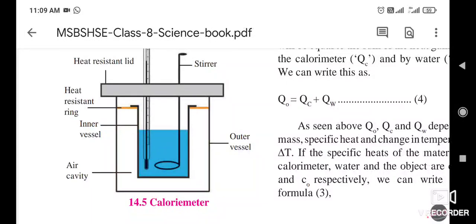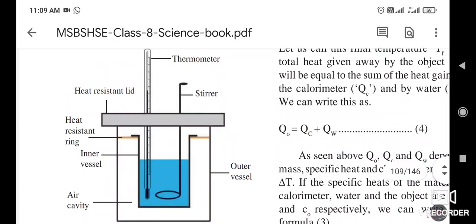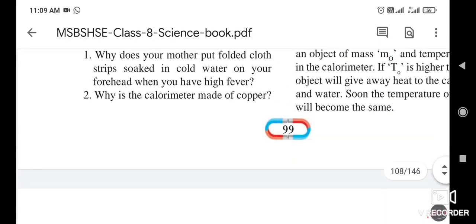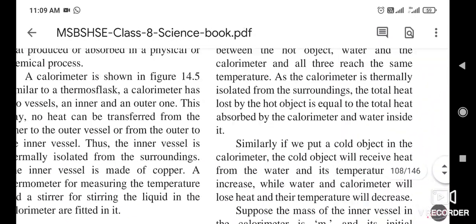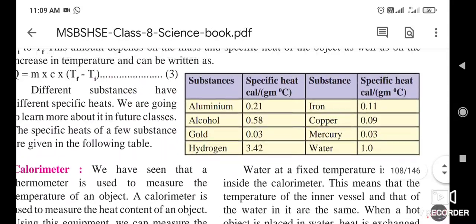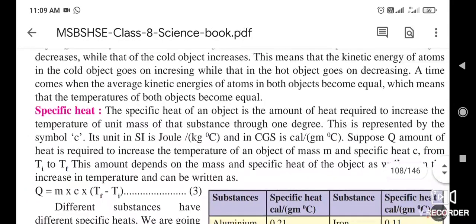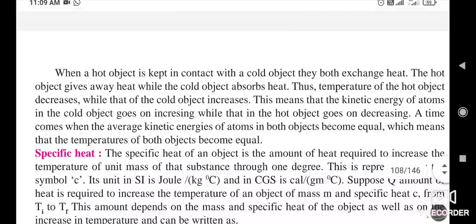Hello student, we completed the whole portion, but for the revision we are going to look at this point, that is the specific heat.